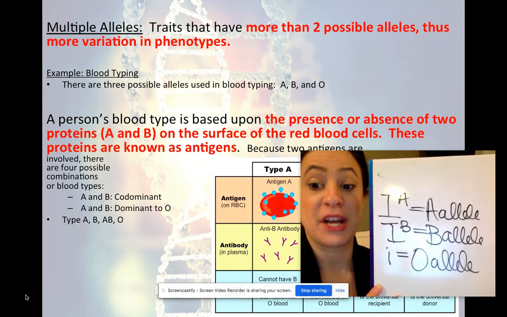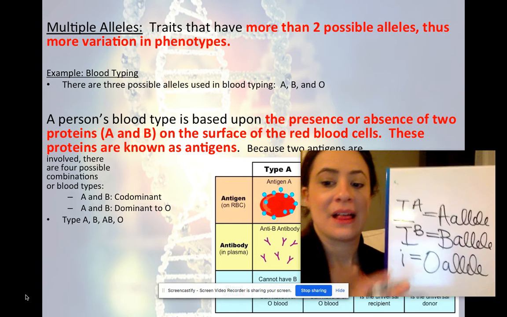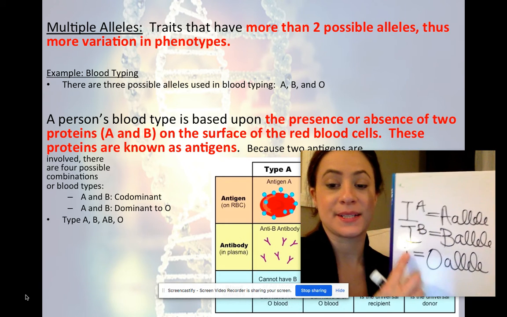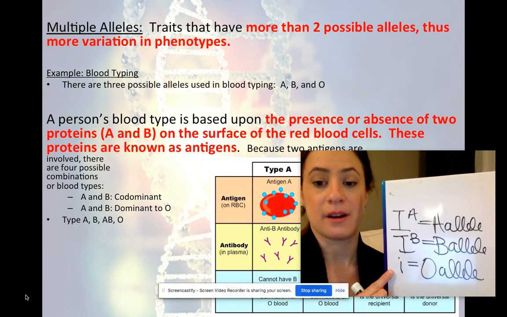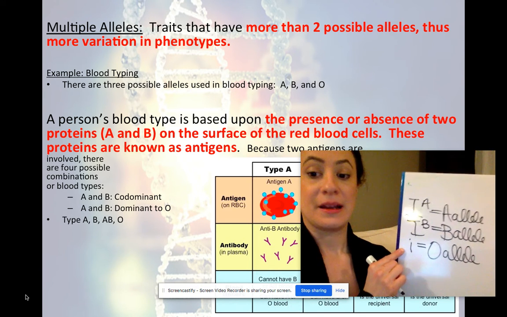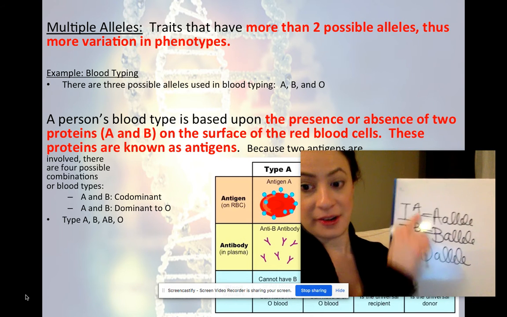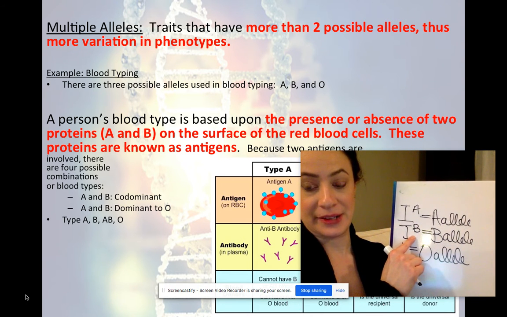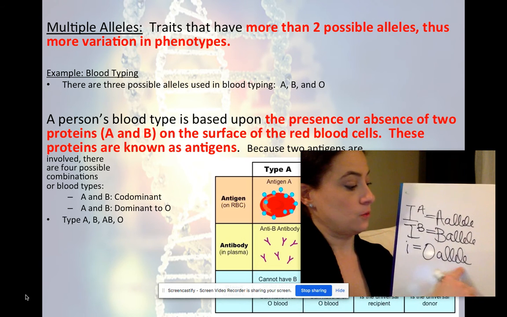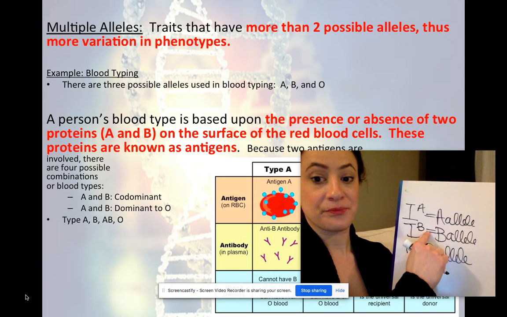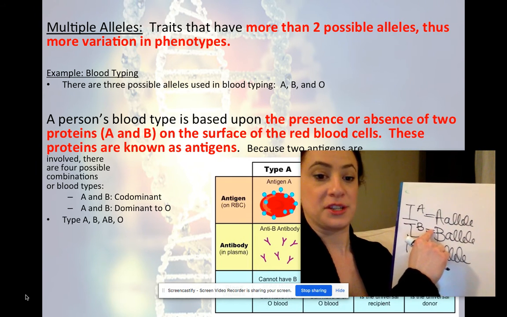So there's something new here, and that is the letter I, because it's associated with a specific part of our immune system. Now, the fact that this is a capital letter and this is a capital letter, but this is a lowercase letter, O is recessive to these two. But these are codominant with each other.